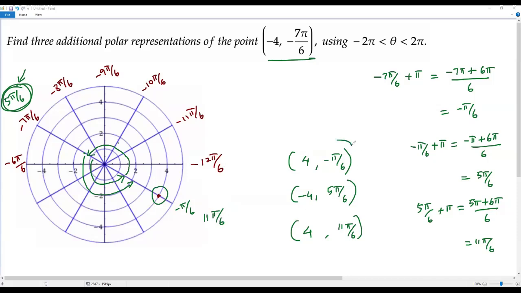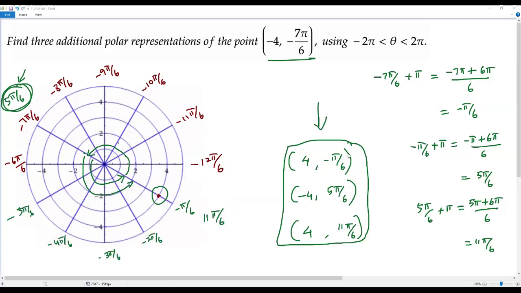So now I have 3 additional polar representations of the given point. In all three additional polar representations, we have taken angle measures which are different from the given angle measure, and all three angle measures lie between negative 2 pi and positive 2 pi.